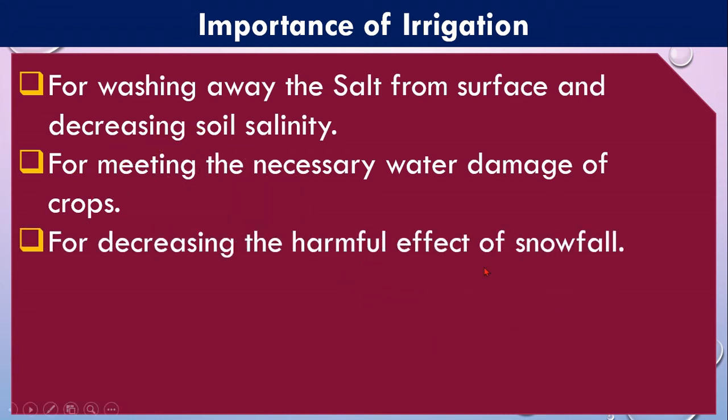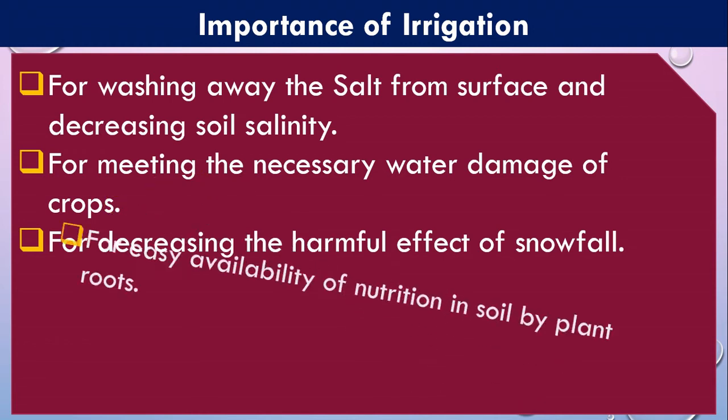For decreasing the harmful effect of snowfall. Sometimes in some regions like European countries, snowfall happens. That time the snow stagnates or compacts in the land or is deposited in the land. If we apply irrigation, that time the snowfall, that means the ice, melts and goes away. That is more important for European countries.